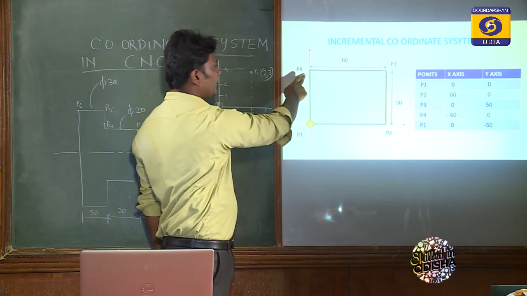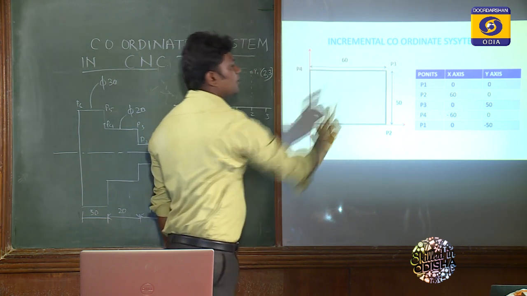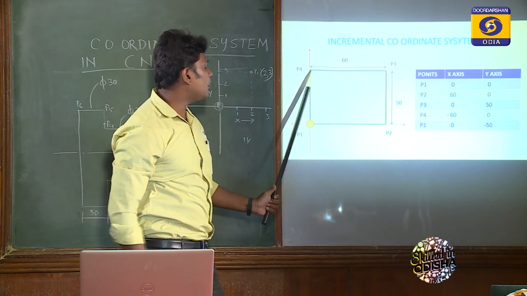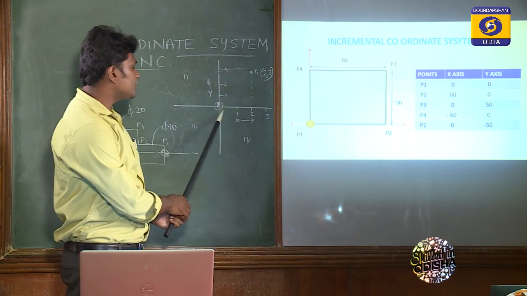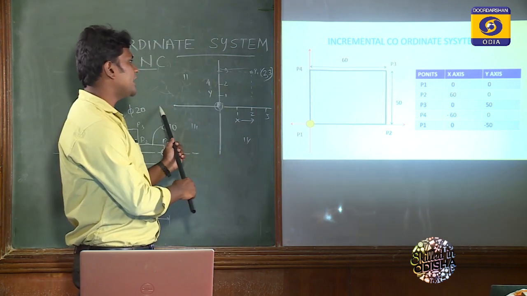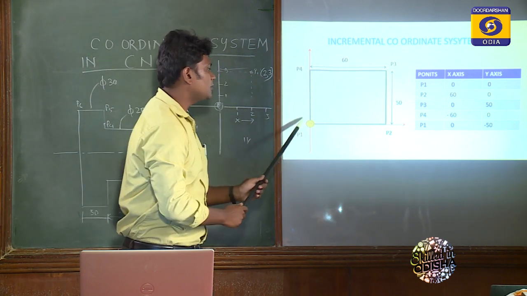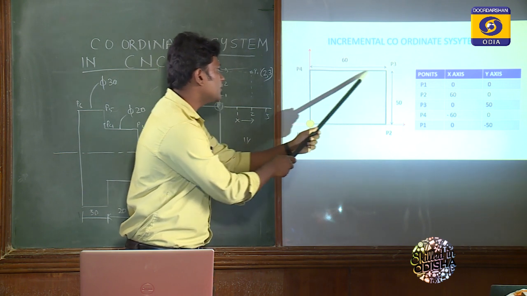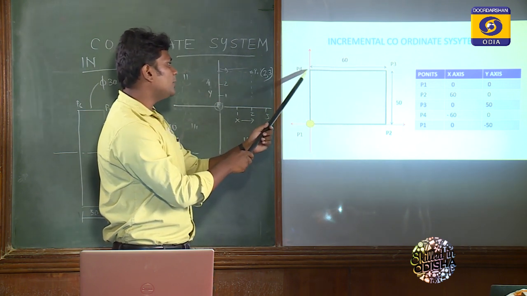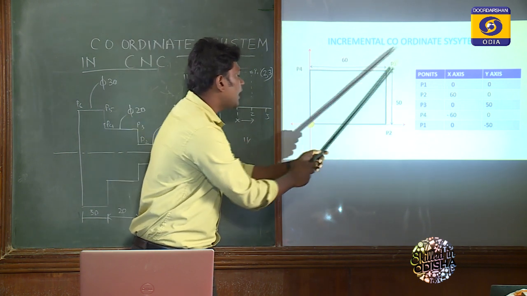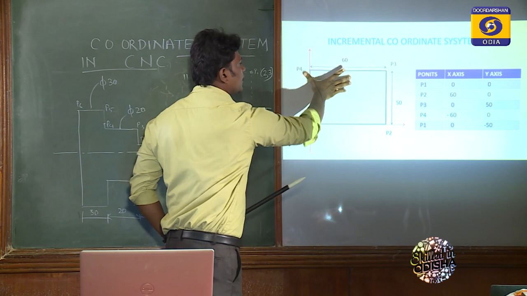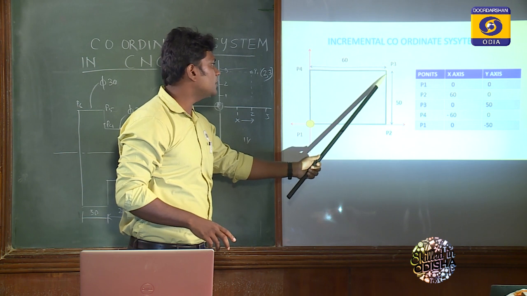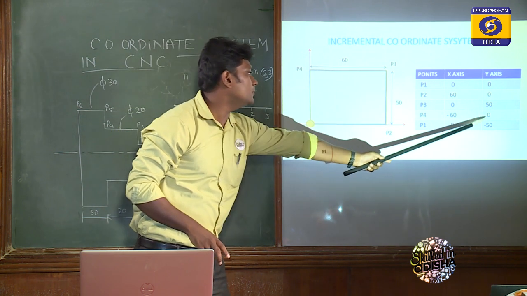When you move to the next point, P4, the P3 will be considered as our origin. So with respect to P3, what is the P4 value? We are moving in the negative direction in the x-axis. Because the origin changes in the incremental coordinates, the previous point will always be the origin. So as it is moving in the negative x direction, P4 will be minus 60, and on the y-axis there will be no increase of the up or down value. So in the x-axis the y value will be 0.